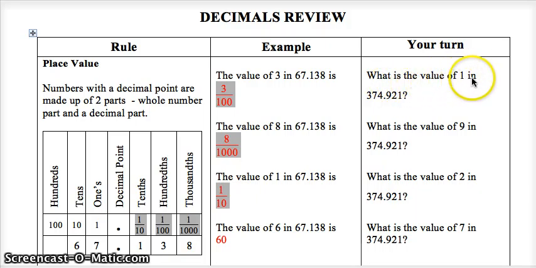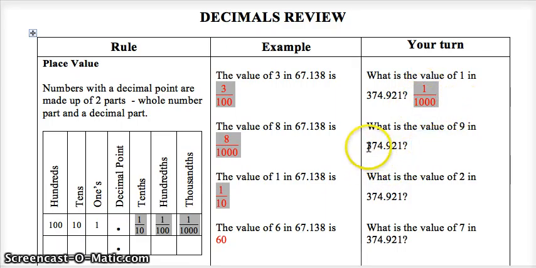What is the value of 1 in this number, 374.921? Now, I can write that number over here, or we can just look at each of the columns. So we've got 374, that's the whole number part. Then we've got the decimal point. The first column is the tenths, then the hundredths, then the thousandths. So because 1 is in the thousandths column, the value of 1 is 1 thousandth, like it's 1 over 1,000. So it's 1 in the thousandths column.